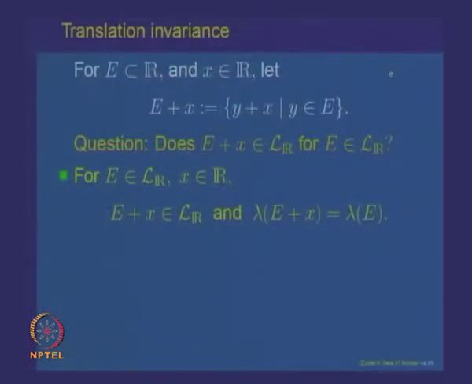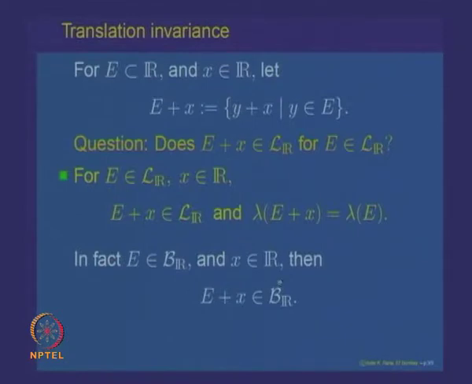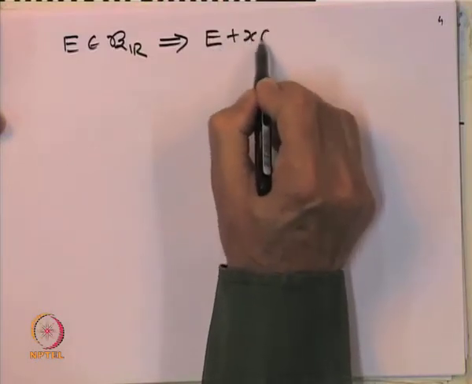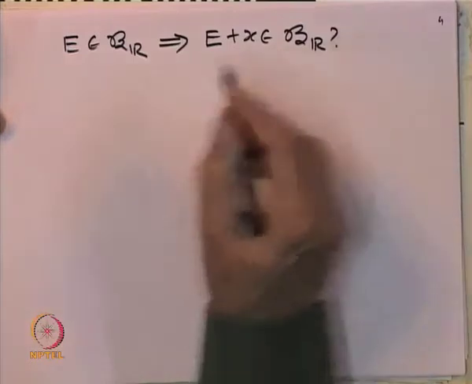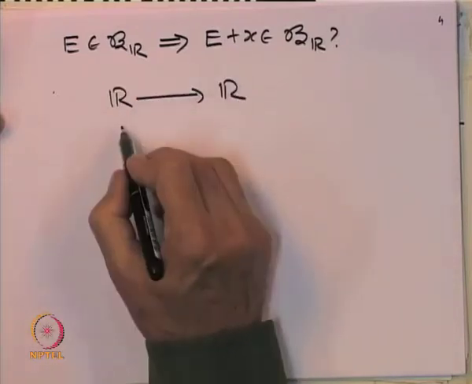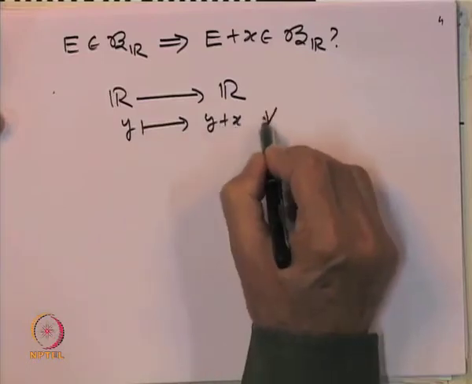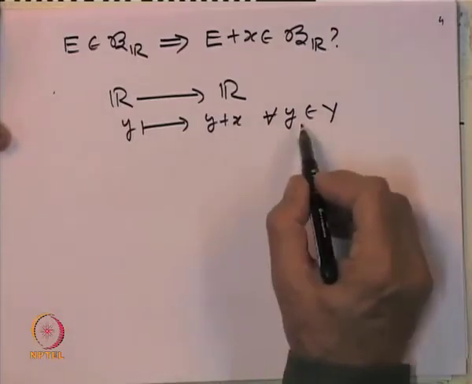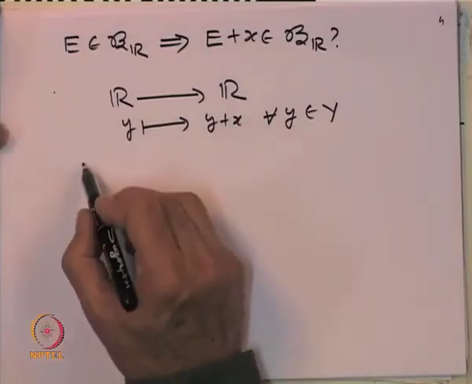Let us look at the next question: if E is a Borel set, can we say that E plus x also is a Borel set? To answer this question, we need some topological properties of the real line. So the question is, if E is a Borel subset of the real line, does that imply E plus x is also a Borel subset of the real line? For that, consider the map from the real line to the real line, where y goes to y plus x for every y belonging to the real line. Here x is fixed. This is the translation map.